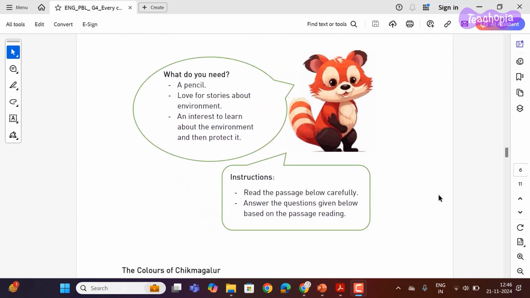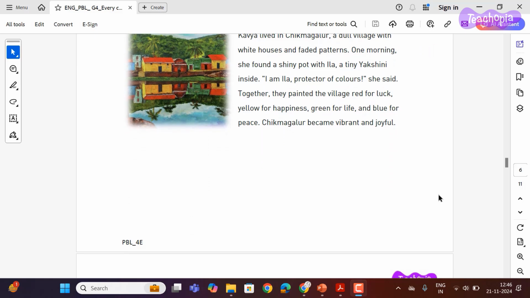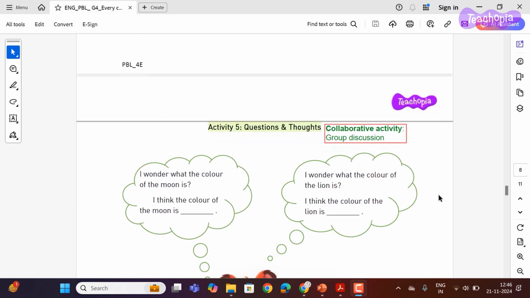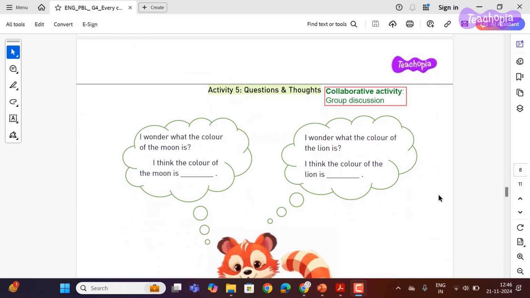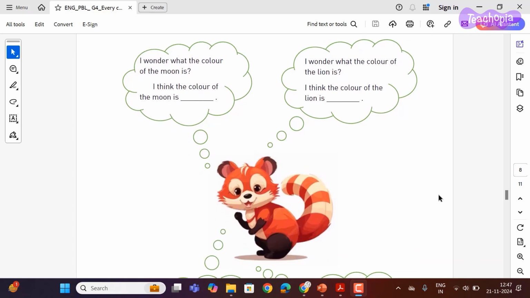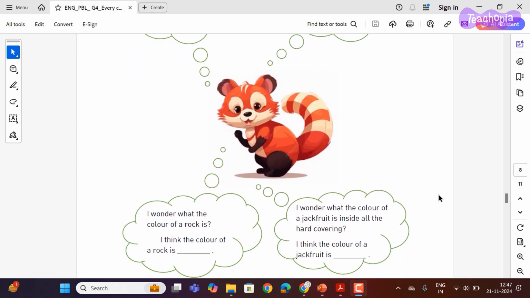This is followed by a reading comprehension passage and questions that are based on the reading comprehension passage. The next collaborative activity is questions and thoughts. So this talks about a person's thoughts and a question based on that. For example, I wonder what the color of a rock is. I think the color of a rock is grey.